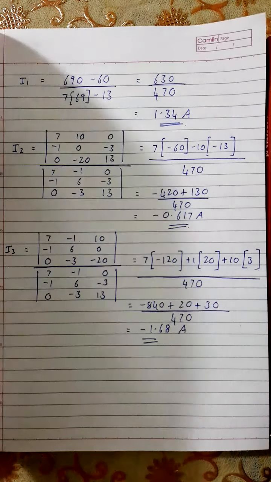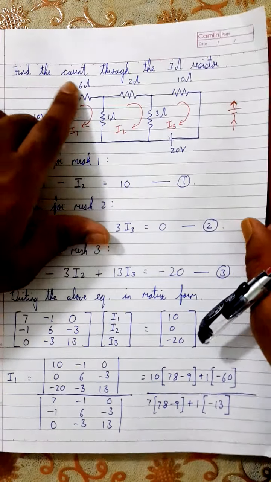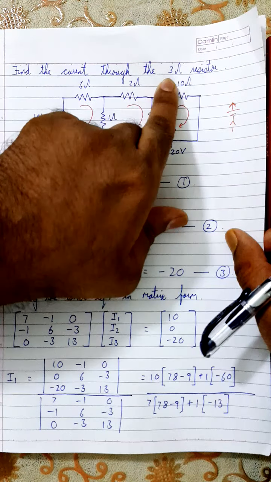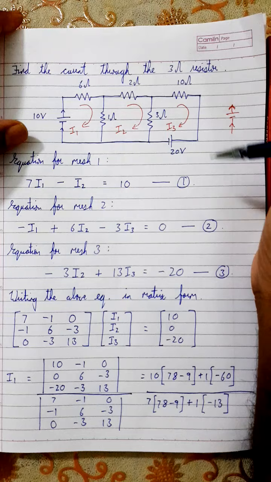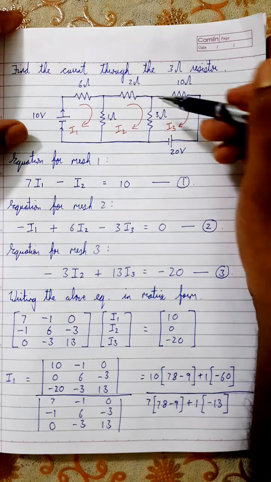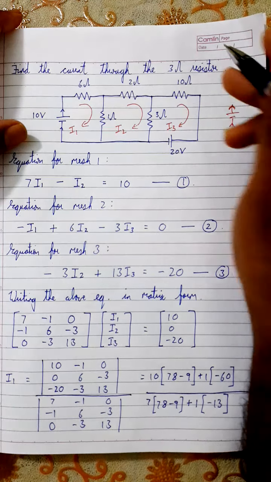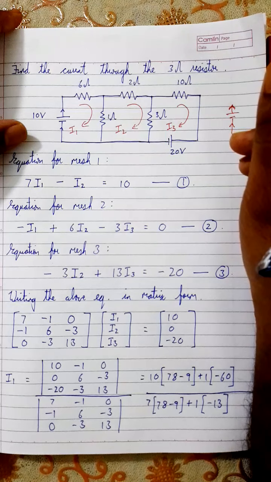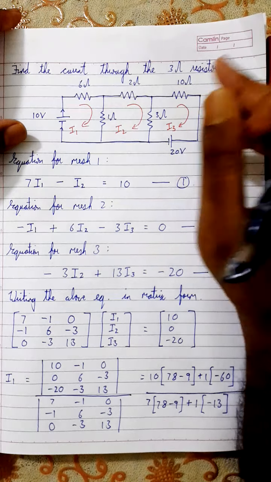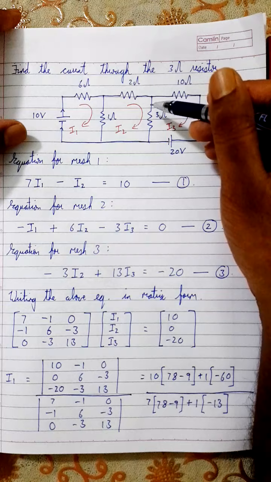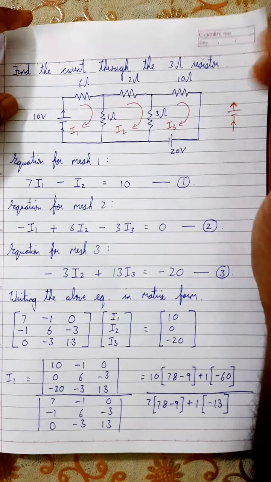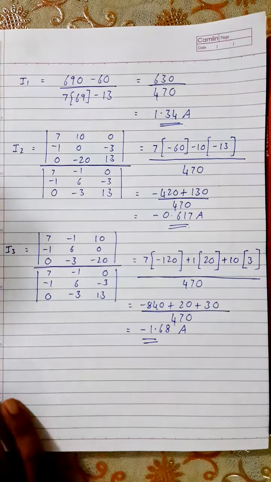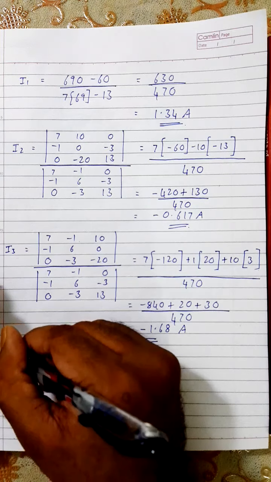So now let's read the question again: find the current through the 3 ohm resistor. What is the name of the current that's flowing through the 3 ohm resistor? It is I2 minus I3 or I3 minus I2, whichever it is, because the only difference will be a sign change. It can either be a positive sign or negative sign. So I'm going to assume it is I2 minus I3.